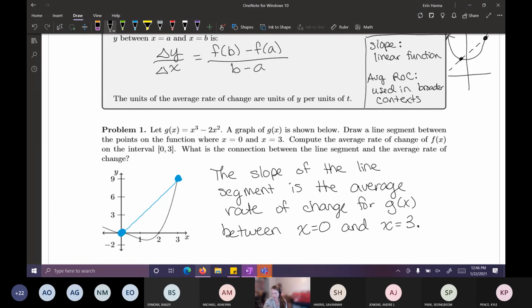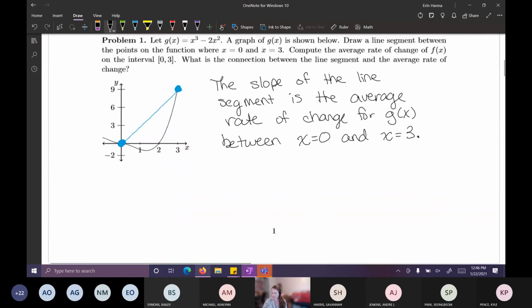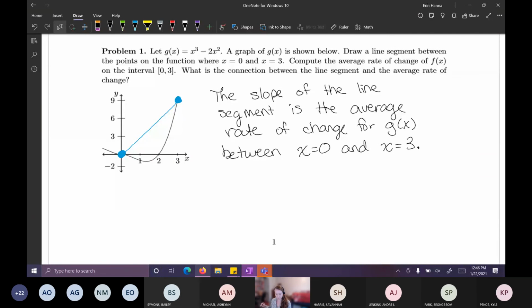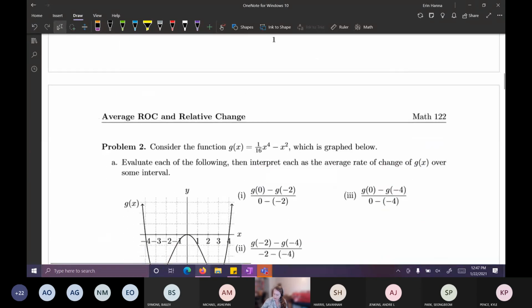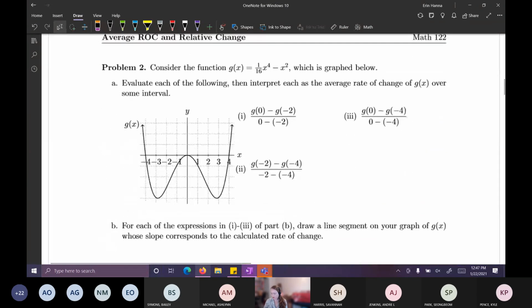And so we will do one last one. I'll hold on a couple seconds before we move on to that one. So let's calculate one real quick. So let's consider the function 1/16 x to the 4th minus x squared, which is graphed below. Evaluate each of the following, then interpret as an average rate of change of g of x over some interval. So let's just do the first two and we'll finish the other one. That'll help us get back into it on Monday.